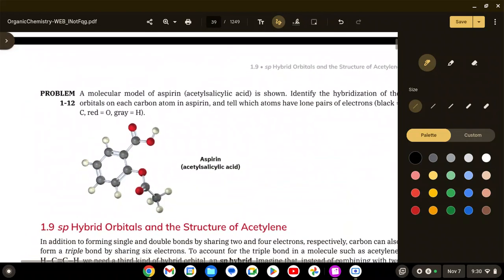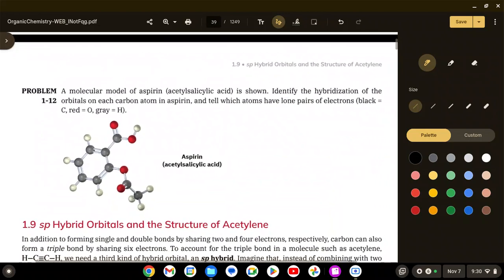Problem 112. Molecular orbital of aspirin, acetylsalicylic acid, is shown. Identify the hybridization of the orbitals on each carbon atom in aspirin and tell which atoms have lone pairs of electrons. Okay. These are all sp2. That's a benzene. And these two, sp3. That one, sp2. Tell which atoms have lone pairs. All the red ones have lone pairs.